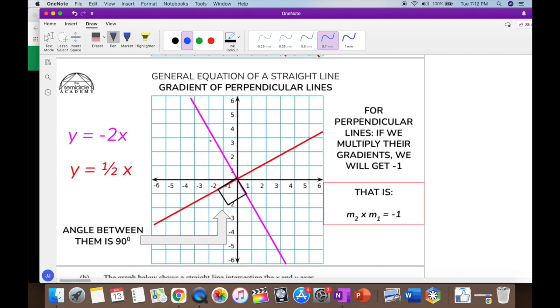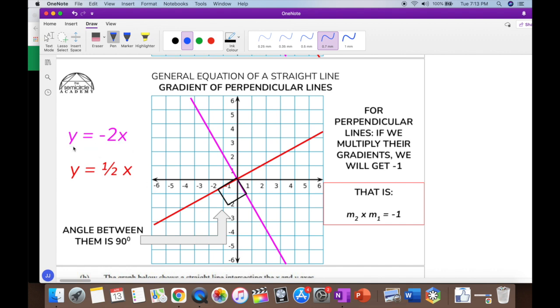And how can you tell if two lines are perpendicular? Well, you have to look at their gradients, right? And this is it here. When you take the gradient of the two lines and multiply them, you will get -1. So if you take the gradients of the two lines and you multiply these gradients and you get -1, that means that those two lines are perpendicular.